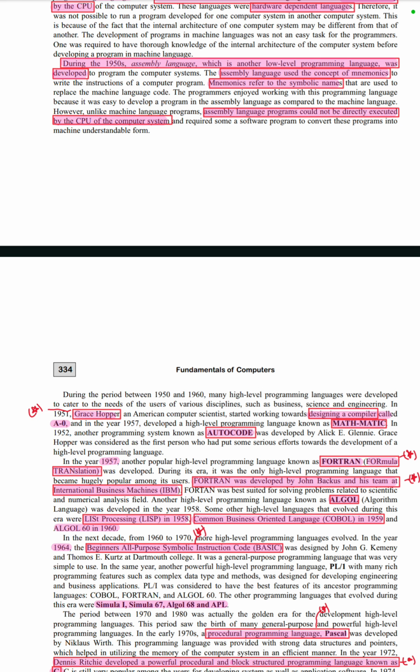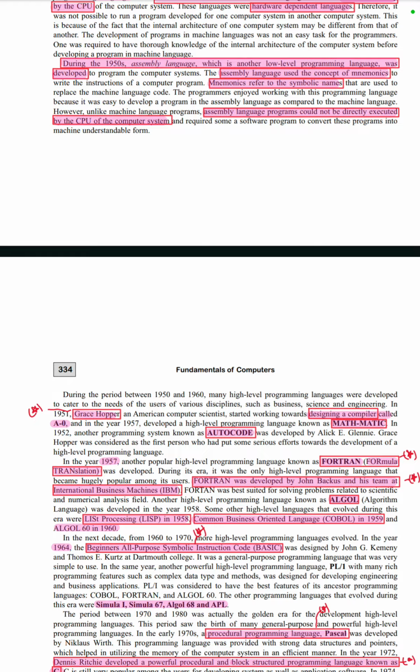Grace Hopper, an American computer scientist, started working towards designing a compiler called A-0, and in the year 1957 developed a high-level programming language known as Math-Matic. In 1952, another programming system known as Autocode appeared. In 1957, another popular high-level programming language known as Fortran, formula translation, was developed by John Backus and his team at International Business Machines (IBM).